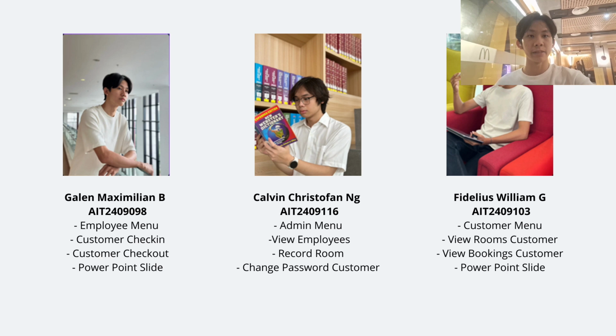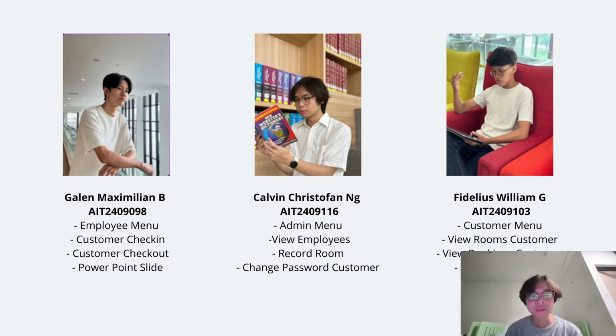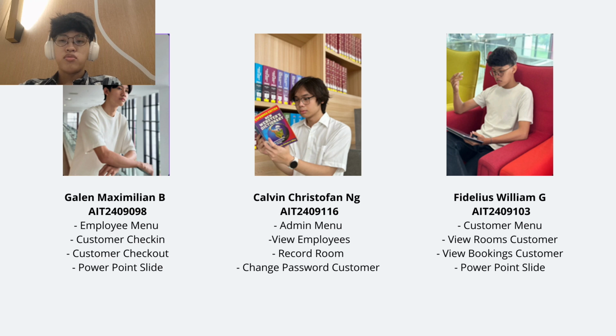Hello, my name is Galen Maximilian. My ID number is AIT2409098, and I'm mostly responsible for the employee menu. Hello, I am Christofan Ng. My student ID is AIT2409115. I'm responsible for making the admin menu, view employee, change password, and record room function. My name is Fidelius Gandisaputra. My ID is AIT2409103. I'm responsible for home menu, display, customer menu, view rooms, and view booking.